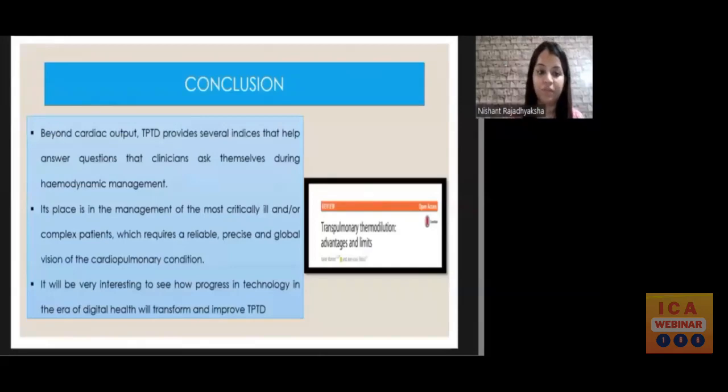So here I conclude, my friends. Beyond cardiac output, the transpulmonary thermodilution technique provides several indices that help us answer the questions clinicians ask themselves during hemodynamic monitoring. It will be very interesting to see how progress in technology in the era of digital health will transform and improve this transpulmonary thermodilution technique.